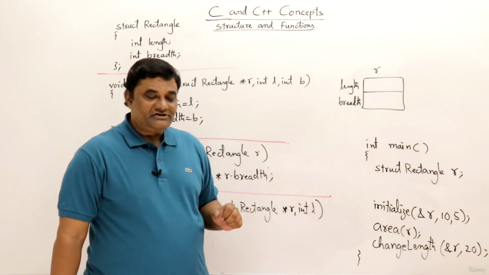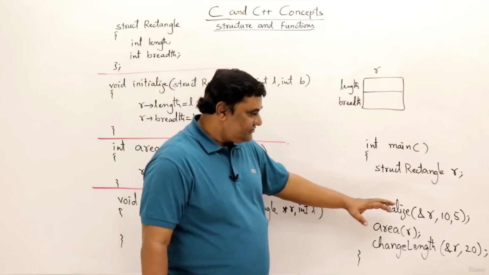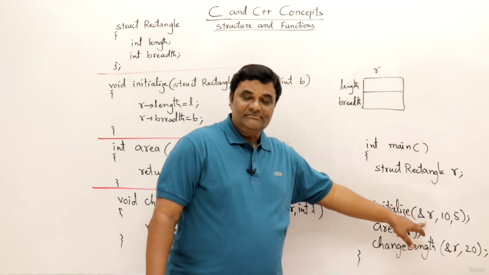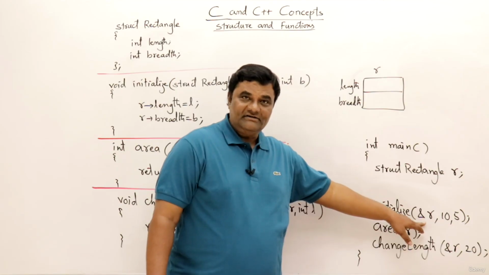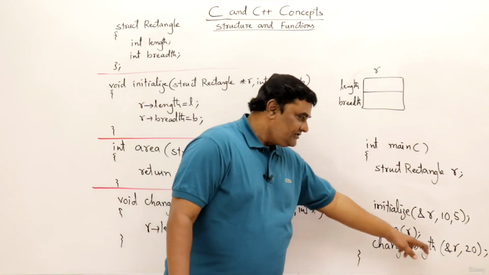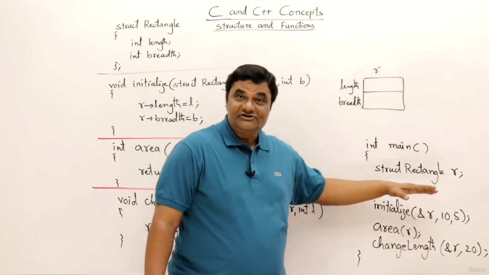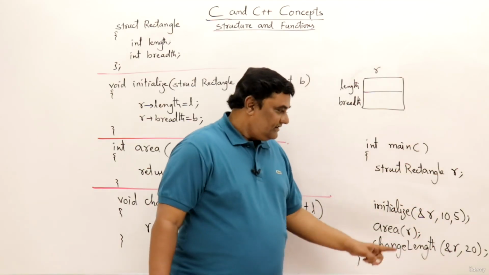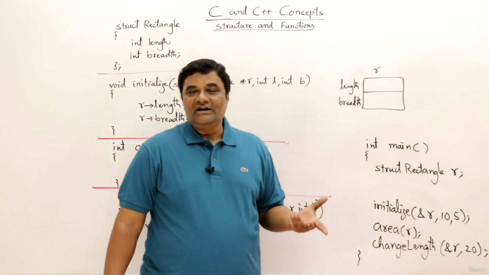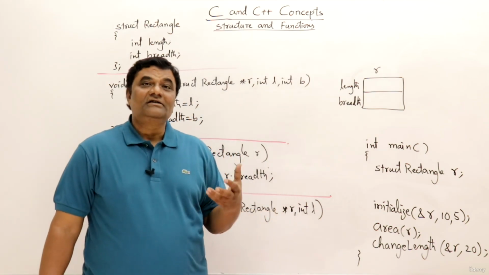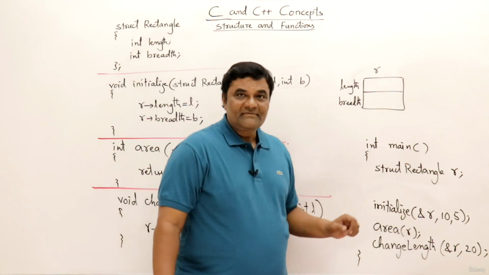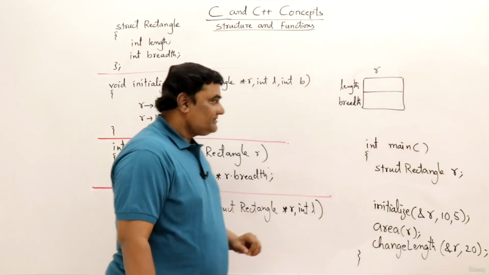Now if you observe, this initialize function should modify this one, so the function must be called by address. So I am sending ampersand, the address of the rectangle. Then the change length function should change this rectangle, that is the actual parameter, so here I am sending by address. Then for area, we don't have to make any changes, we just want the result, that is length into breadth. So this is called by value. So let us look at these functions.